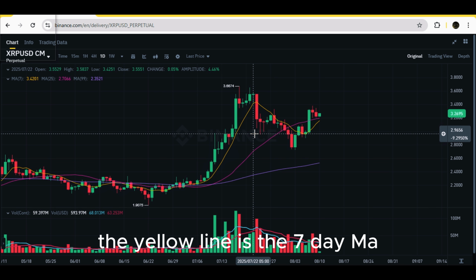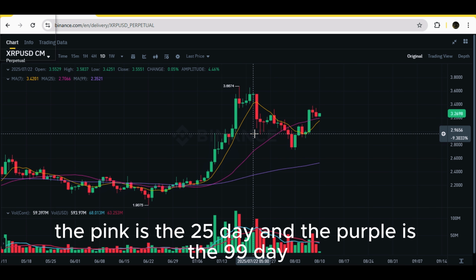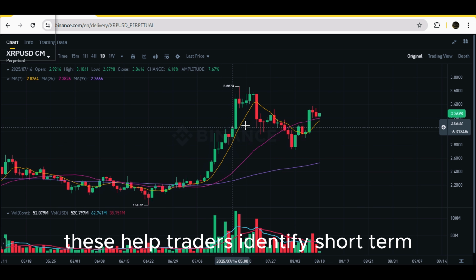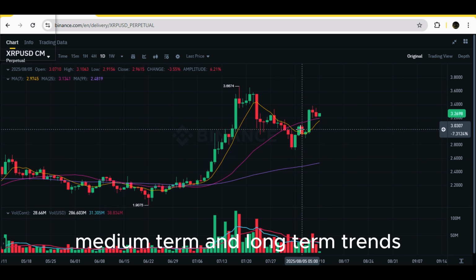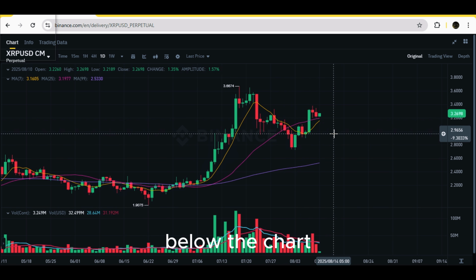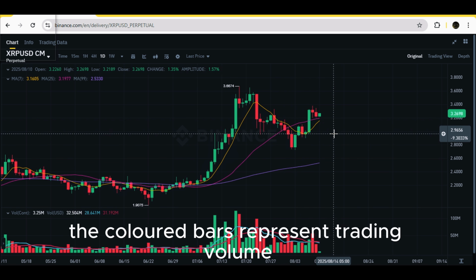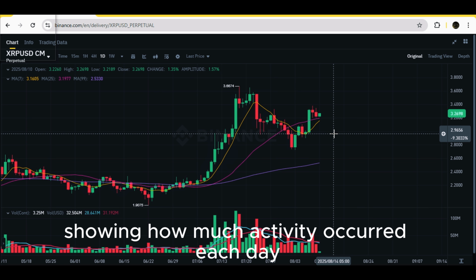Overlaying the candles, we have three moving averages. The yellow line is the 7-day MA, the pink is the 25-day, and the purple is the 99-day. These help traders identify short-term, medium-term, and long-term trends. Below the chart, the colored bars represent trading volume, showing how much activity occurred each day.